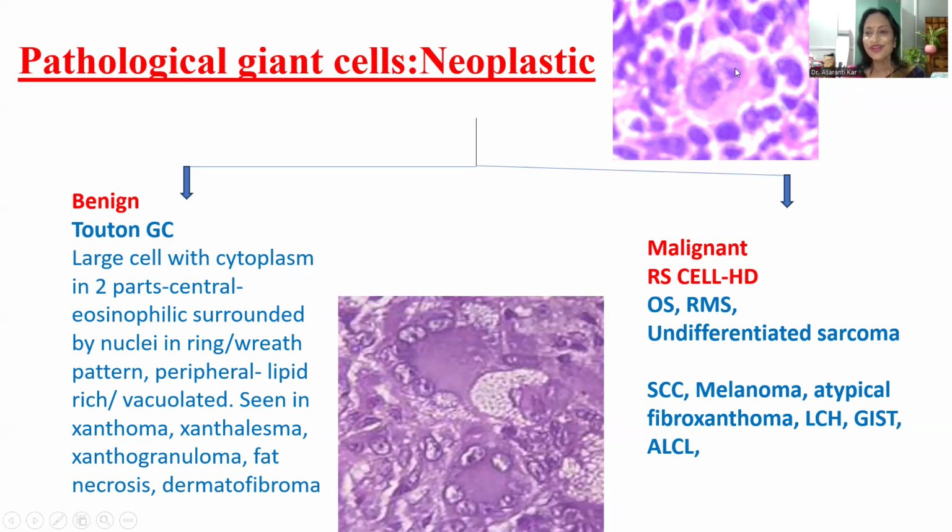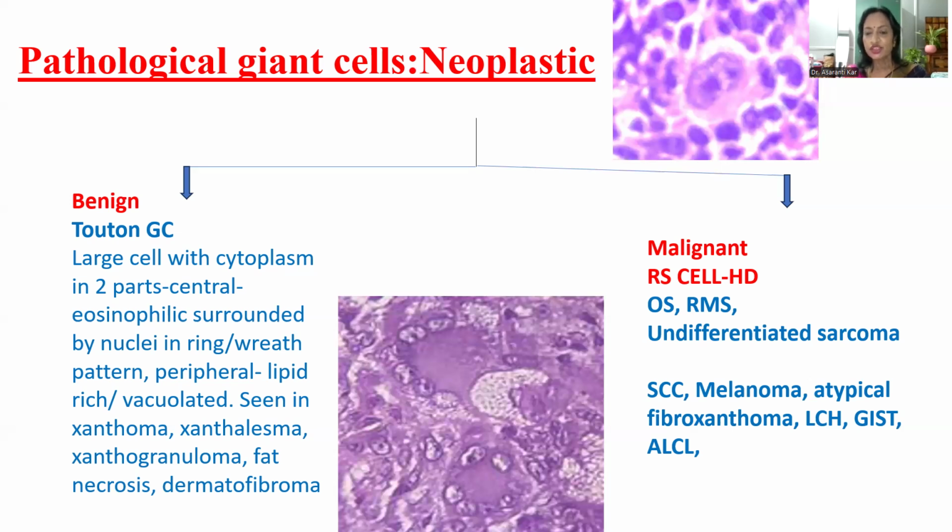This gives a very peculiar appearance known as owl eye appearance, and each lobe of the nucleus looks like the mirror image of the other one. They are found in the lymph nodes and derived from the germinal center cells. These RS cells can also be present in certain other conditions like infectious mononucleosis, anaplastic large cell lymphoma, and certain B cell non-Hodgkin's lymphomas. Besides that, we may see these tumor giant cells in certain high-grade carcinomas and sarcomas.